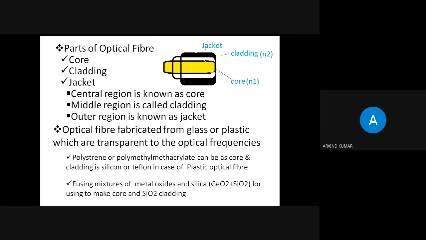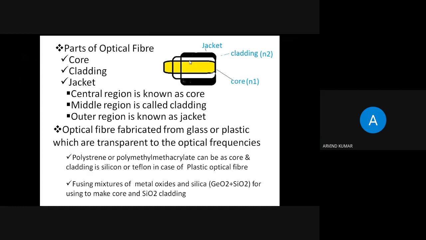yellow portion, this is the central region. We'll call it cladding, and this black portion we'll call the jacket. So mainly we have three regions, and in this optical fiber, the signal is propagating only through the core region. This is the central region.